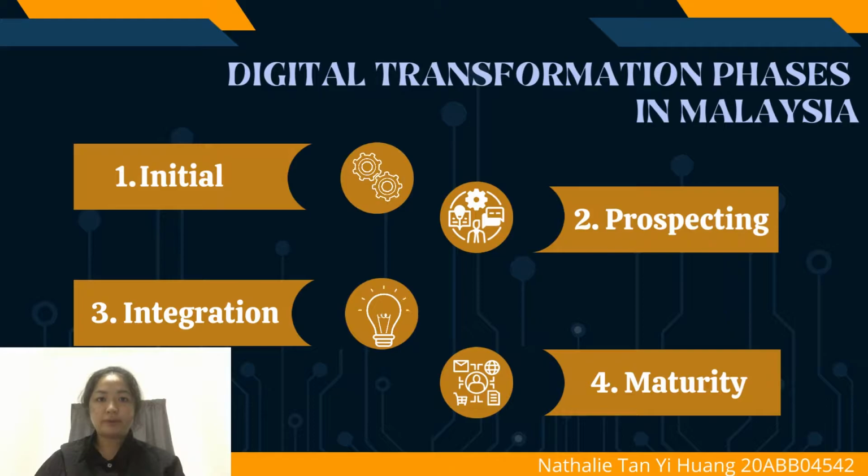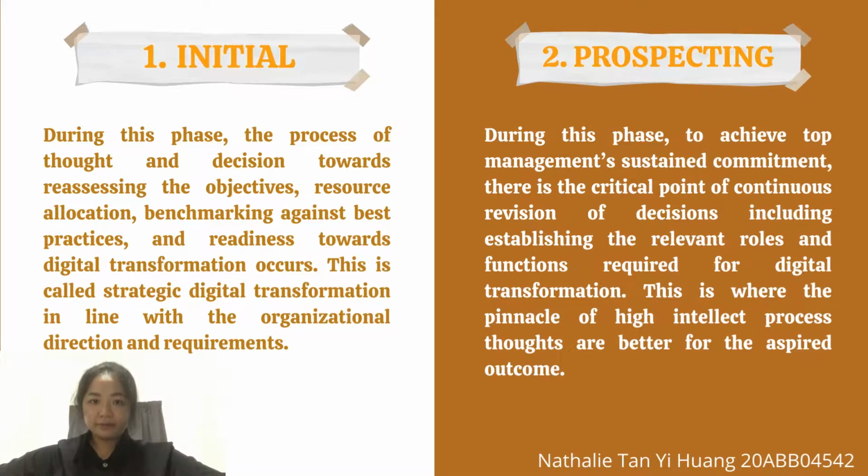So now I'm going to introduce the 4 phases of digital transformation in Malaysia. The first phase is the initial phase, the second is the prospecting phase, the third is the integration phase, and the last phase is the maturity phase. For the first phase, the initial phase, the process of thought and decisions toward assessing the objective, the resource allocations, benchmarking against best practice, and readiness towards digital transformation will occur. This is called strategy digital transformation in line with the organizational direction and requirements.